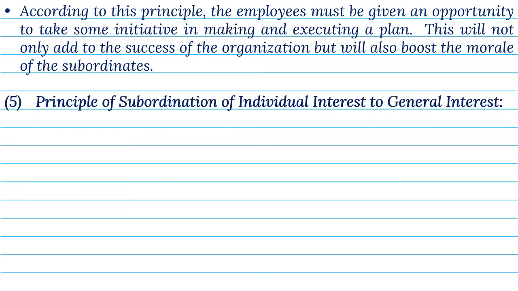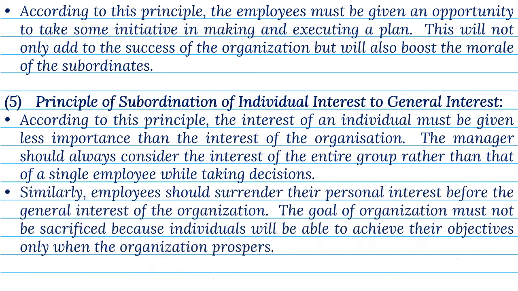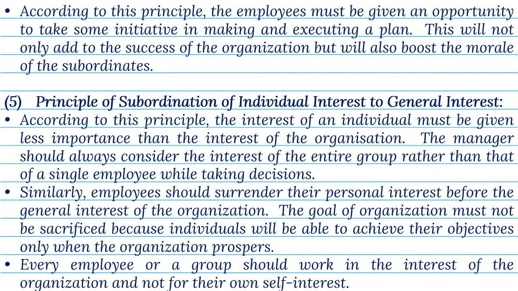5. Principle of subordination of individual interest to general interest. According to this principle, the interest of an individual must be given less importance than the interest of the organization. The manager should always consider the interest of the entire group rather than that of a single employee while taking decisions. Similarly, employees should surrender their personal interest before the general interest of the organization. The goal of the organization must not be sacrificed, because individuals will be able to achieve their objectives only when the organization prospers. Every employee, or a group, should work in the interest of the organization, and not for their own self-interest.